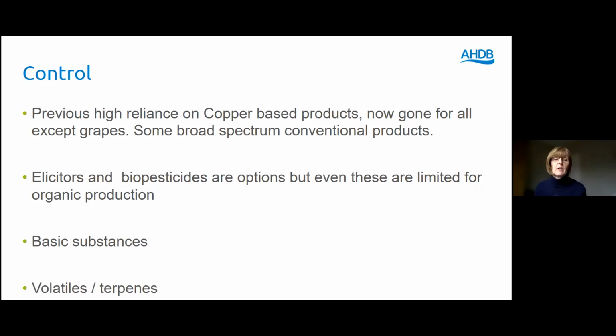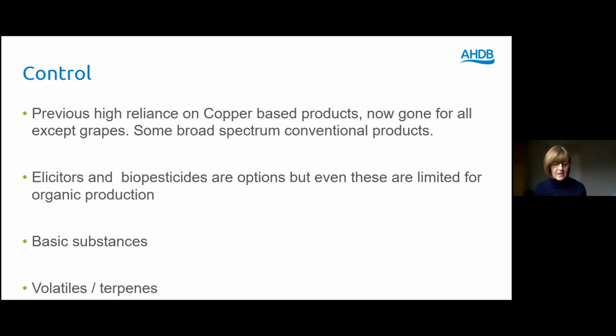There are still a few broad spectrum conventional products around, but areas like elicitors and biopesticides are options, but there are fewer of them, which I'll demonstrate in the next slide. But even for those that are available, if you're an organic producer, access to these is limited, and so that can be problematic.